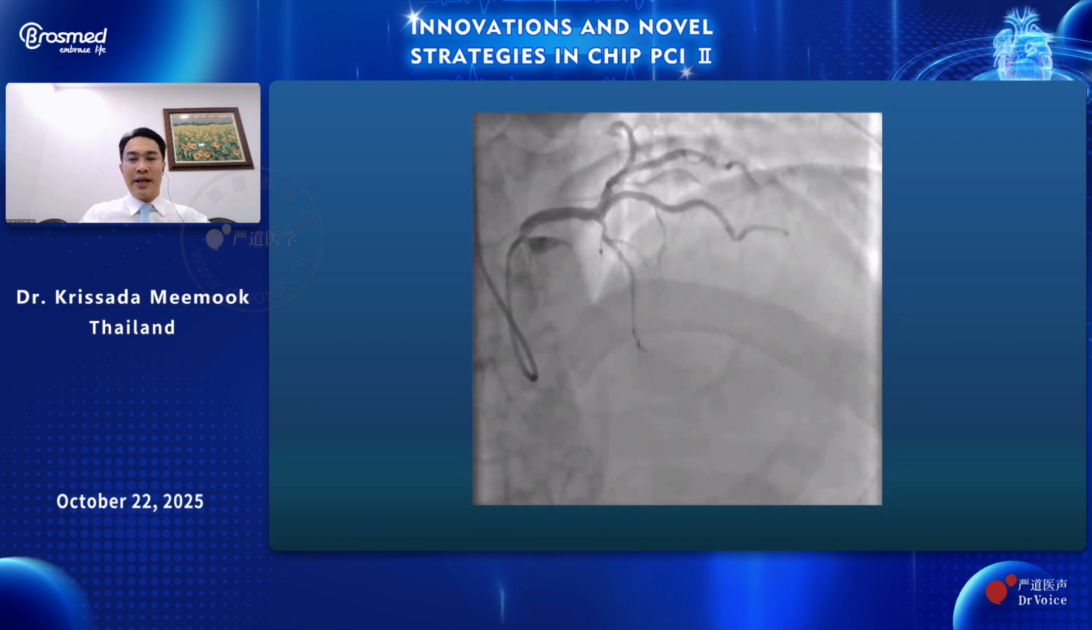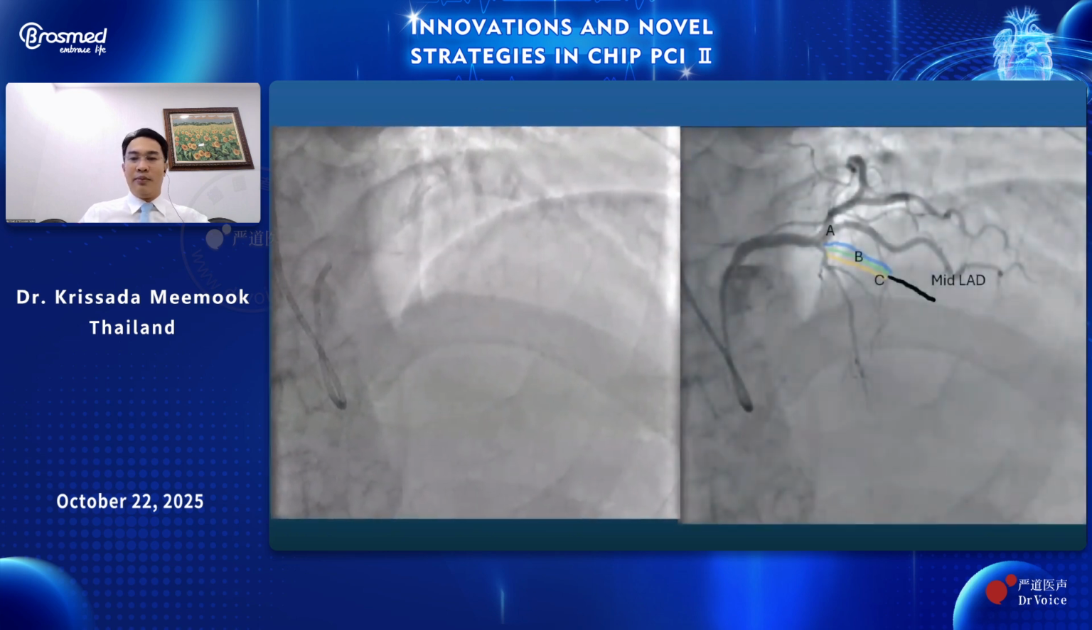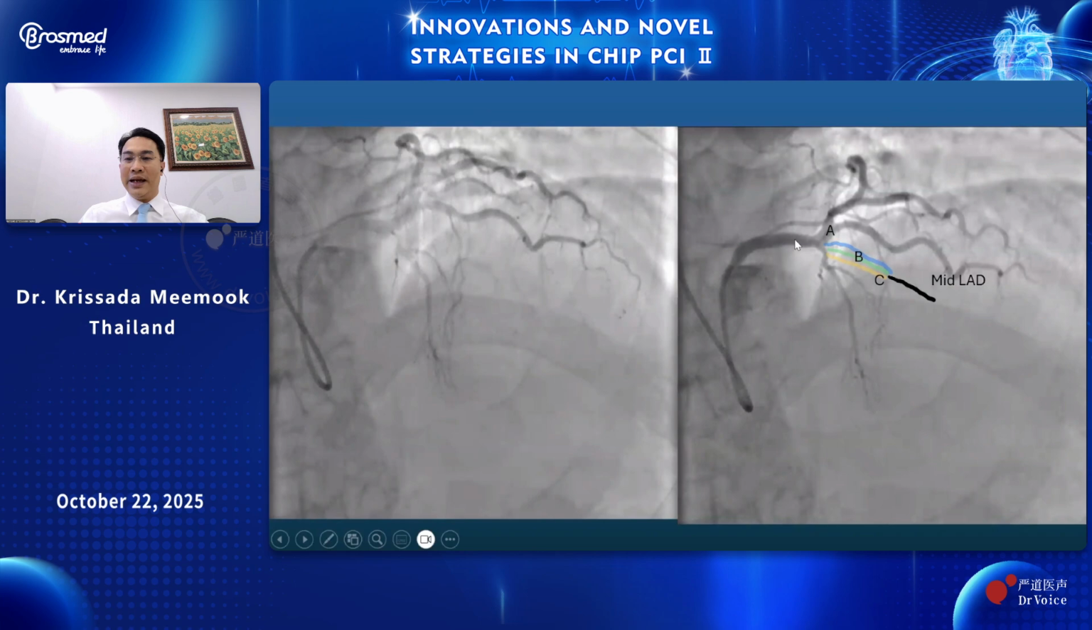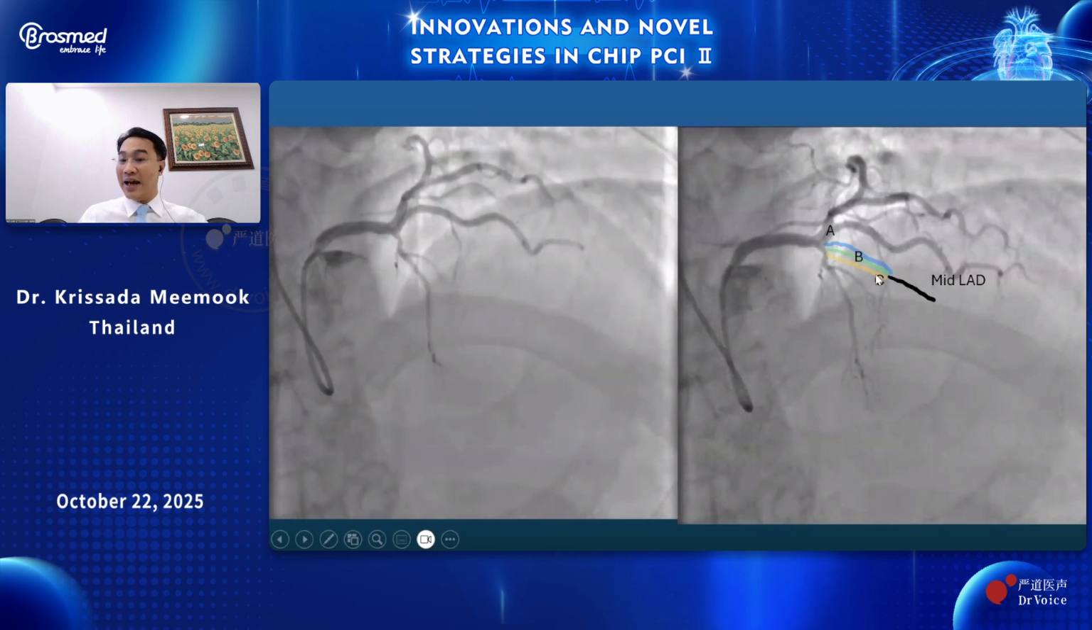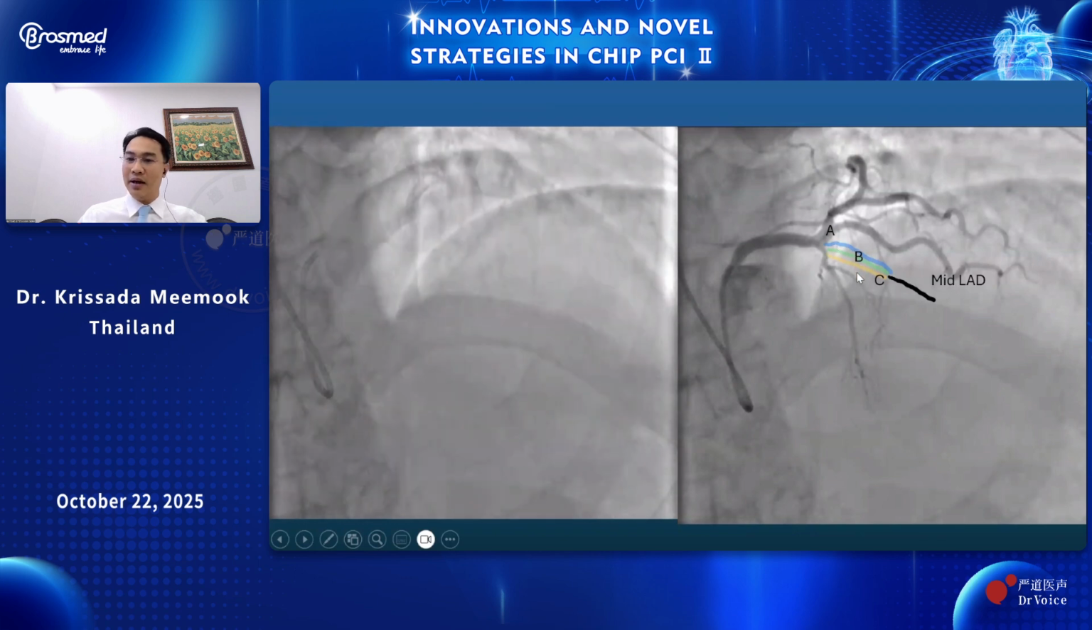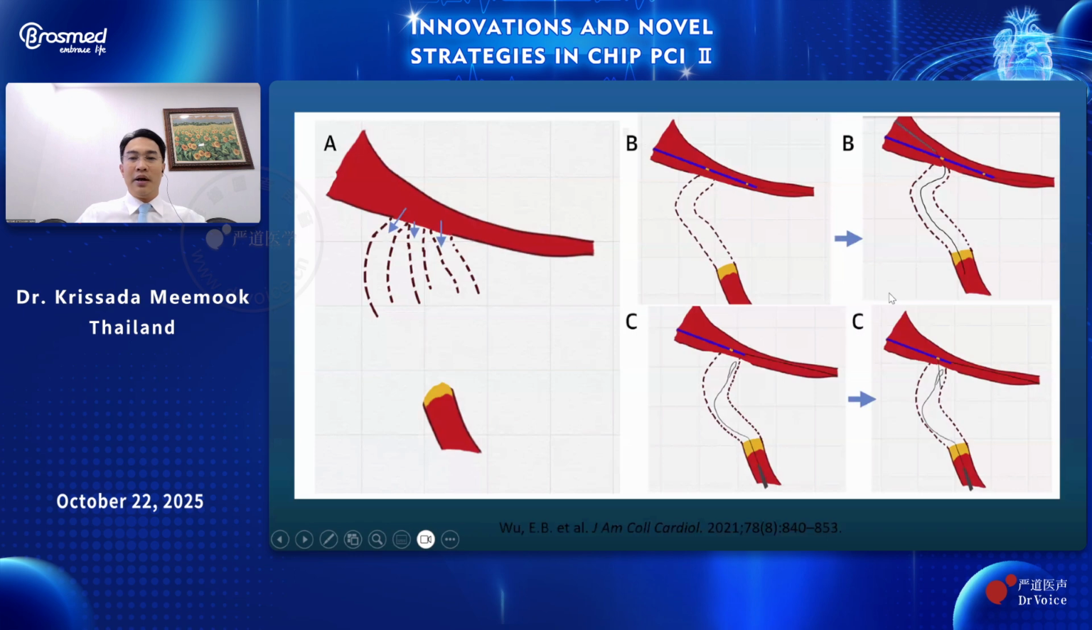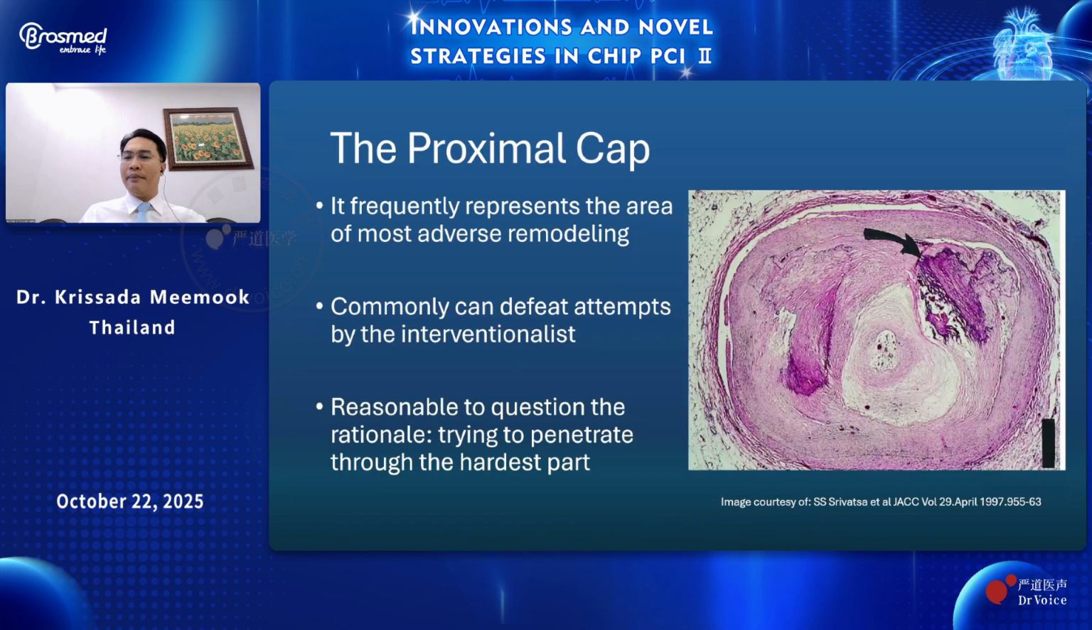But the problem is we cannot see the stump clearly. If you look here, we cannot see which would be the native LAD, maybe A, maybe B, or maybe C. Right here, this is the cartoon showing the IVUS guide, real-time IVUS guide. This is the pathophysiology of the proximal cap. This is the hardest part of CTO. Sometimes we cannot puncture the proximal cap with the normal tools.